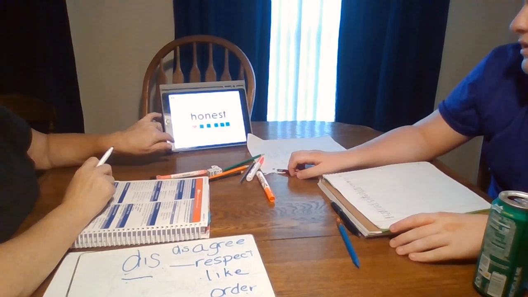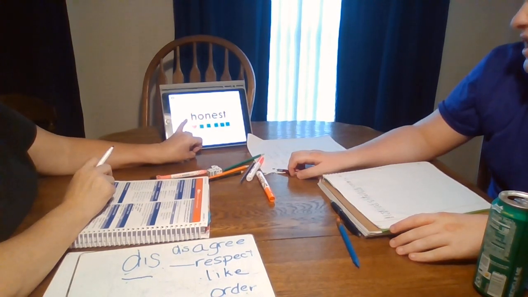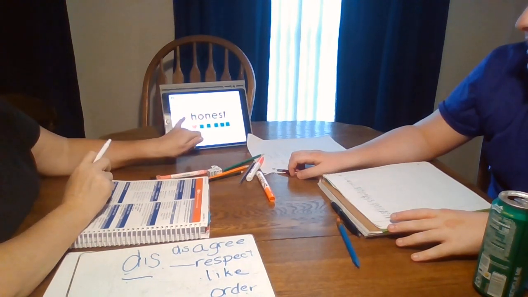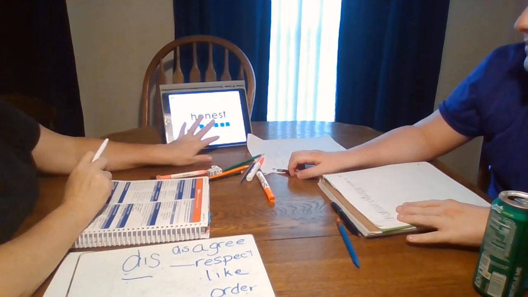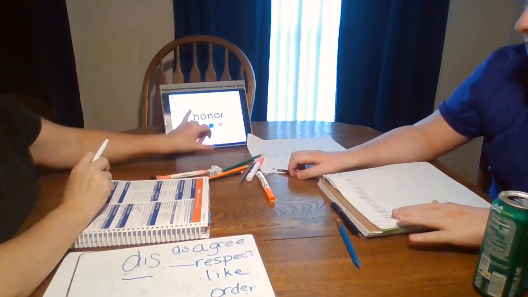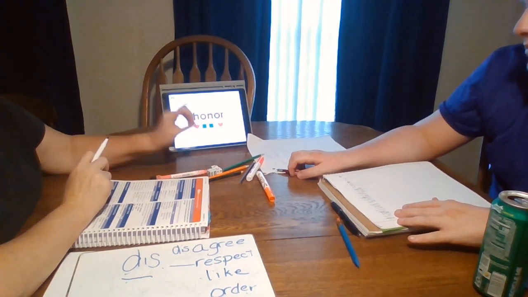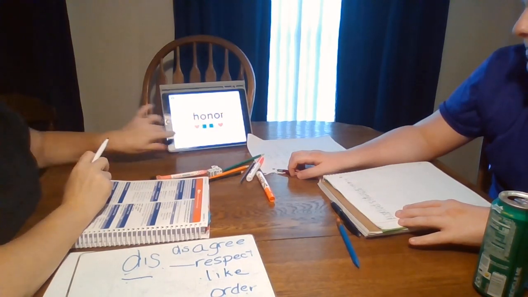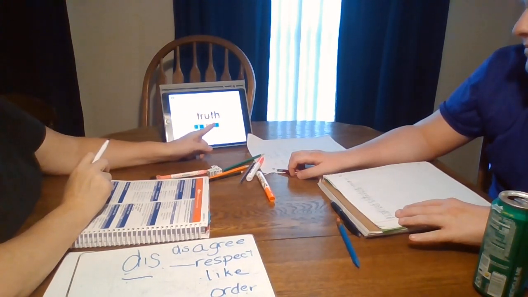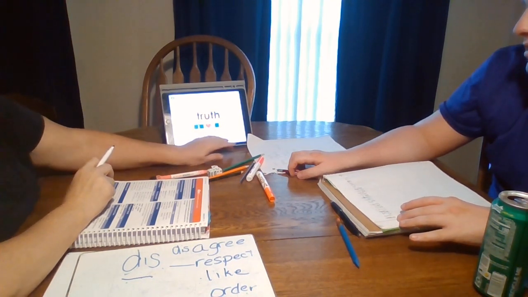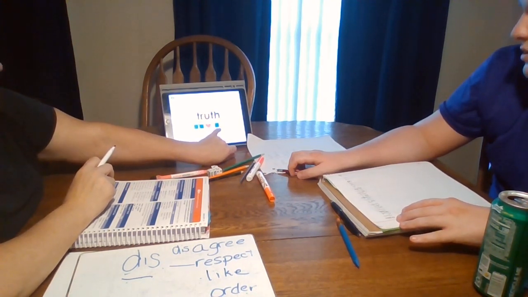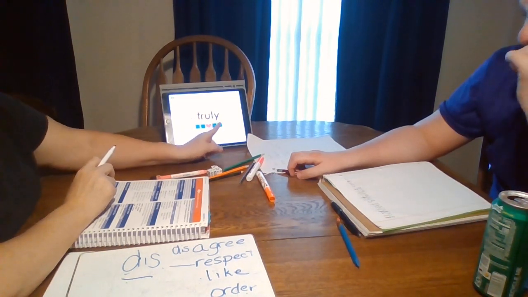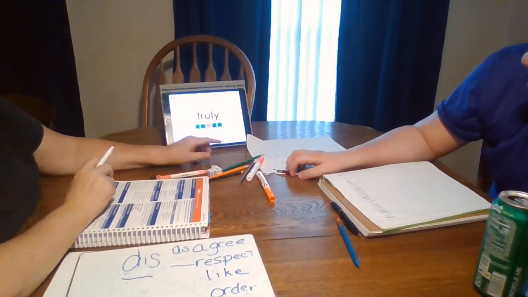We're going to review some words. We have honest. Remember that the H is silent in this word. And then we have honor, because the H is silent, and then that OR is making that sound. We learned that. Truth. I tell the truth because I respect my mom. Truly.